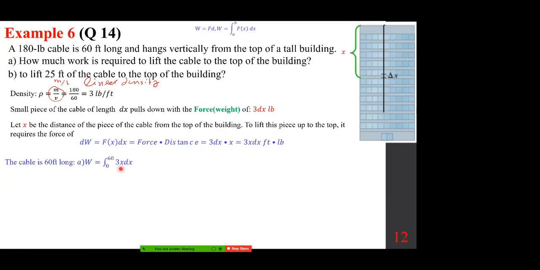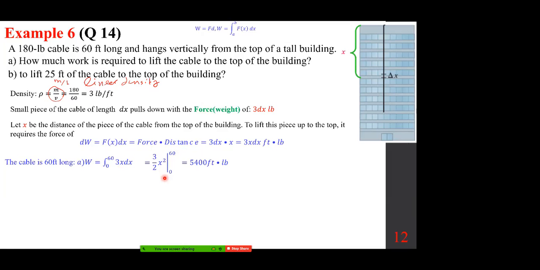And so now, of course, this is 3/2 x squared from 0 to 60. You replace the x with 60. 60 squared is 3,600. You divide by 2, 1,800 times 3, 5,400 foot-pound.